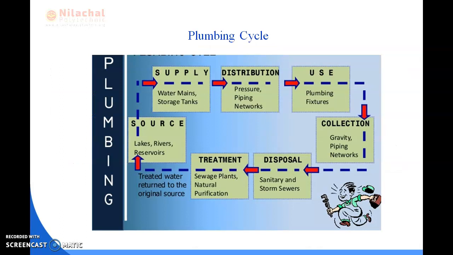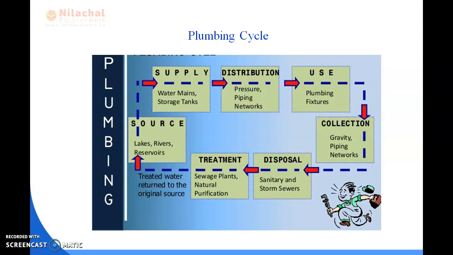So next is the plumbing cycle. Here you can see first is source, supply, distribution, use, collection, disposal, treatment. So here you can see from the first chapter what the sources of water are and how or where we collect them.